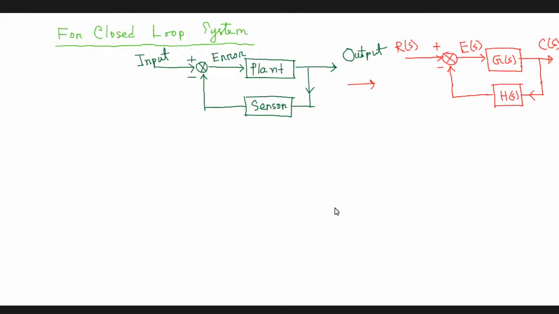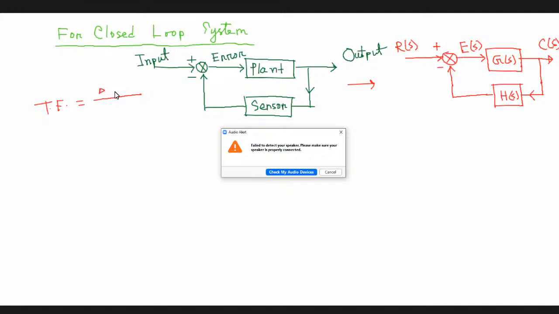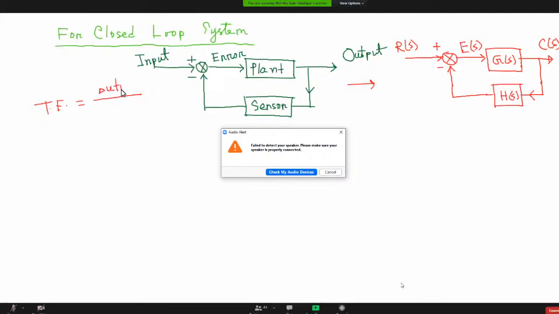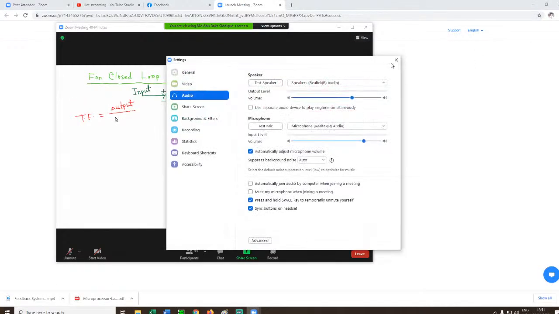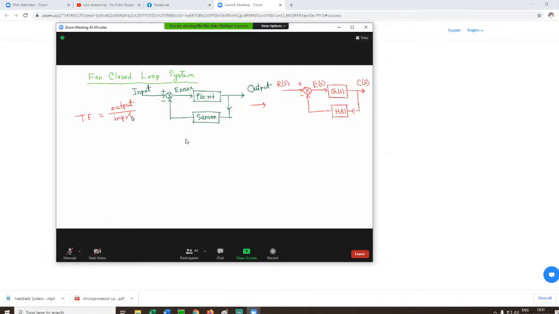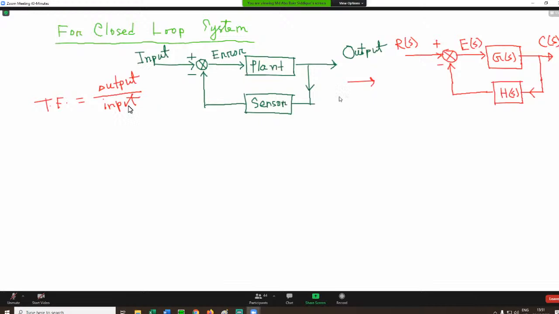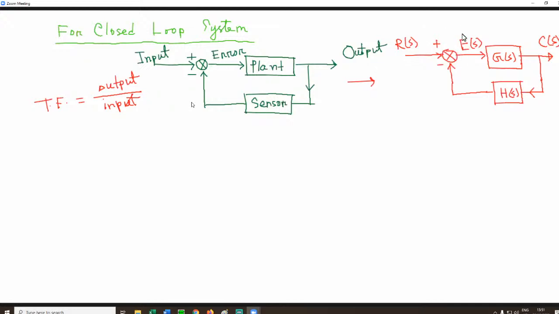Okay, now for that system, we would like to find the transfer function. Do you know the definition of transfer function? You already know it. So output by input. Yes, transfer function equals output by input. Okay, that is the transfer function, and we can represent it by this diagram on the right side. You can see the diagram.